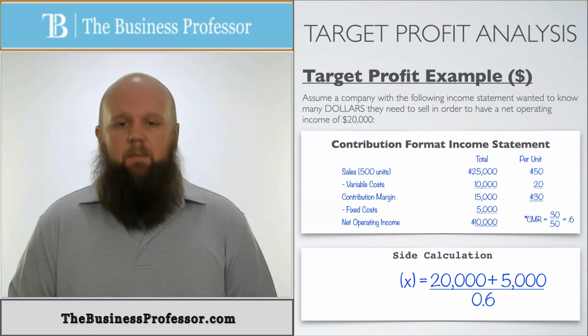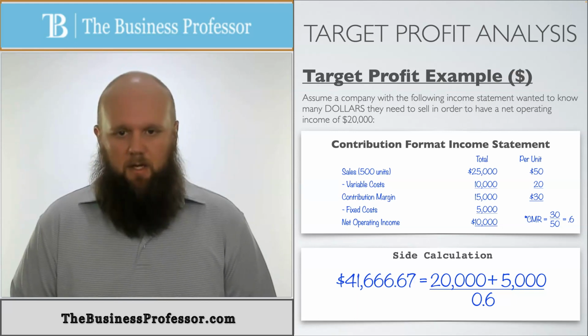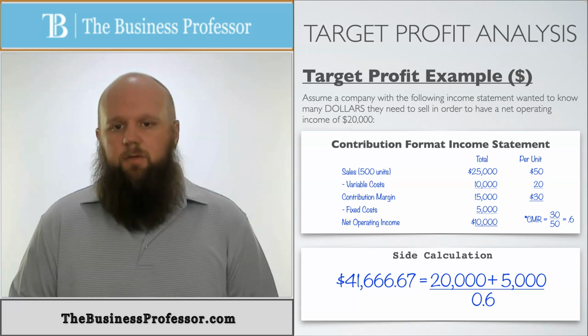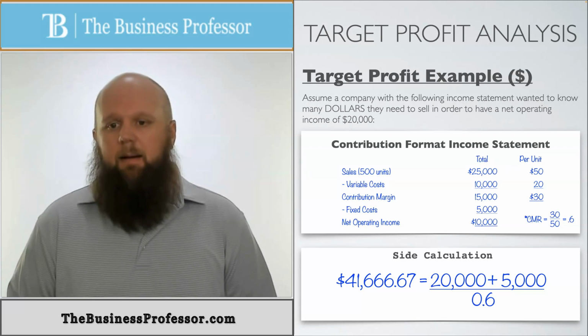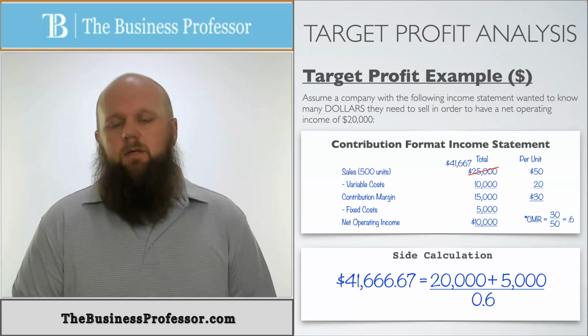If we do that, that means the number of dollars we have to sell is going to be roughly $41,667. Let's call it that. So in order for me to get a net operating income of $20,000, I'm going to have to change that 25,000 to 41,667. And that's how you do a target profit analysis, whether looking at it in units or in dollars.